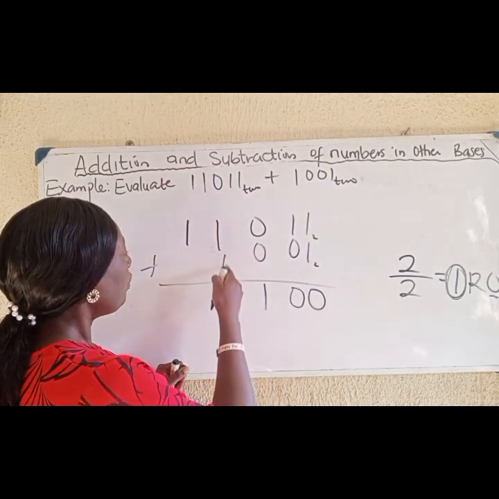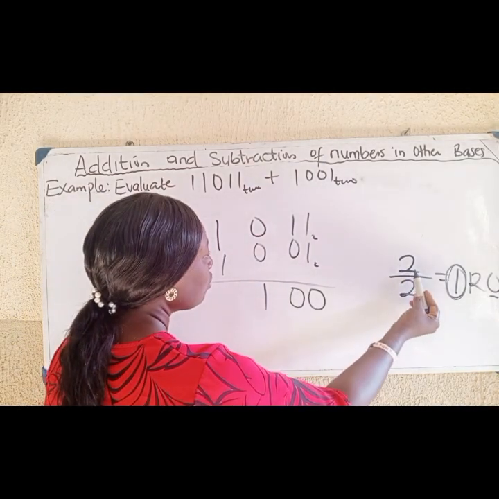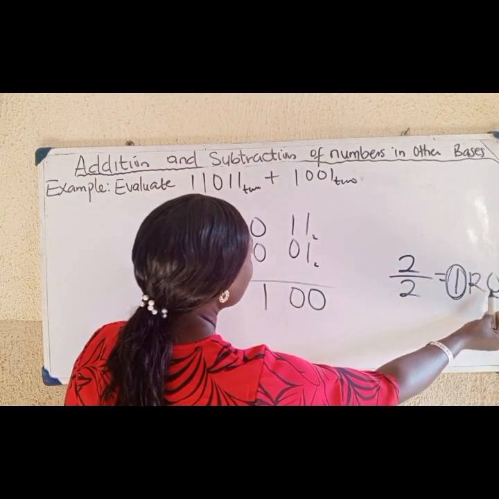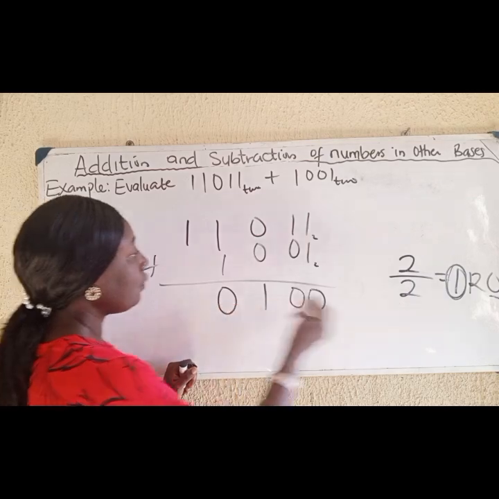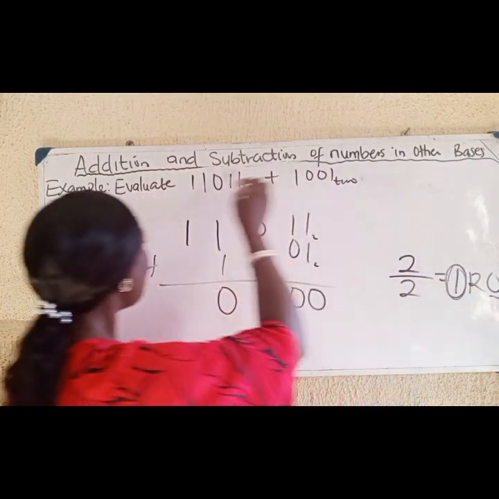2. Then 1 plus 1 is 2 again. So 2 in base 2 will give me 1 remainder 0. So I'll pick the remainder first, which is 0, and write here. Then I'll carry this 1 to the next number.